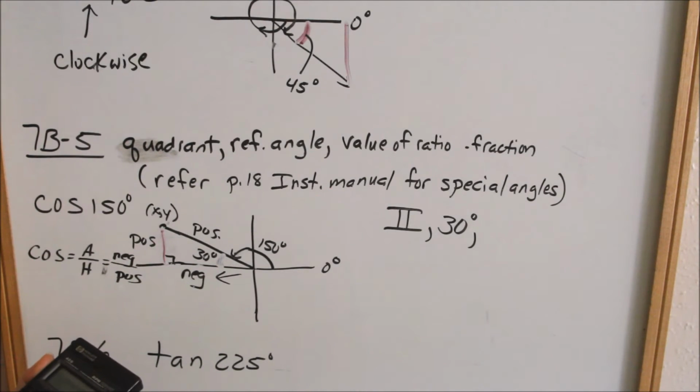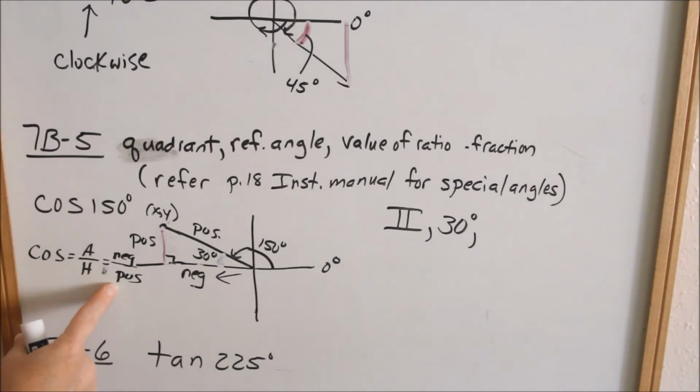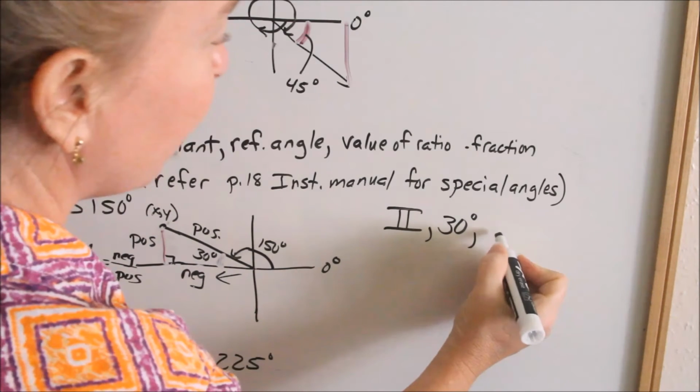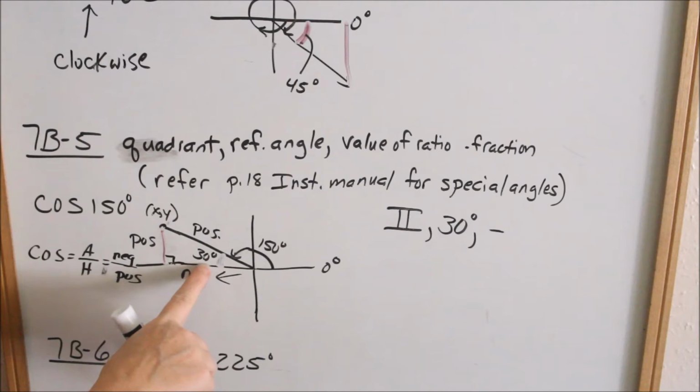If you do 150 and then do cosine, you will end up with a negative decimal. So a negative divided by a positive is a negative. So I know that our value is going to be negative. Okay? Now, what is the value of cosine of, then you look at your reference angle.